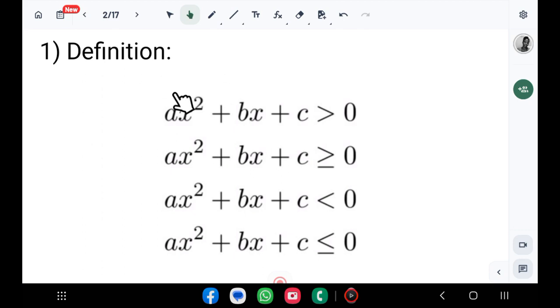Starting with the definition, a quadratic inequality is basically like a quadratic equation, but the only difference is that instead of an equal sign separating your quadratic expression from your zero, you have a greater than sign, or a greater than or equal to sign, or a less than sign, or a less than or equal to sign instead of an equal sign.